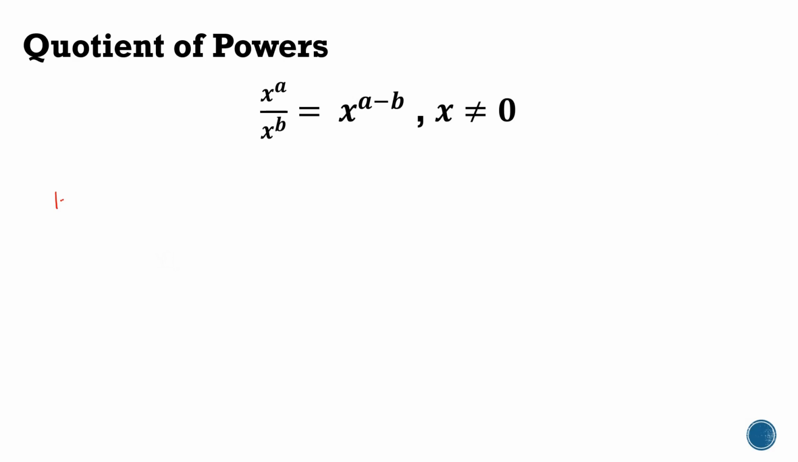X cannot be equal to 0 here. So if we have x raised to 10 over x squared, that's going to be x raised to 10 minus 2, which is equal to x raised to 8. So we just need to subtract the exponents.